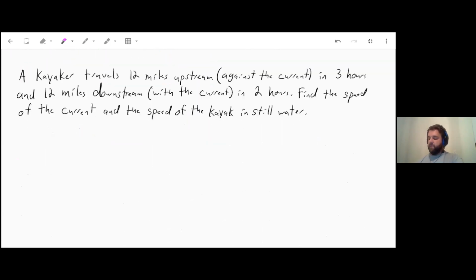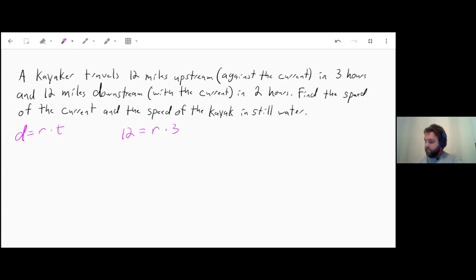The last one here. A kayaker travels 12 miles upstream against the current in 3 hours, and travels 12 miles downstream with the current in 2 hours. Find the speed of the current and the speed of the kayak in still water. The basic premise for this one is remembering that distance is equal to rate times time. When we're going upstream, we go 12 miles, and that equals our rate going upstream times our amount of time, 3 hours.